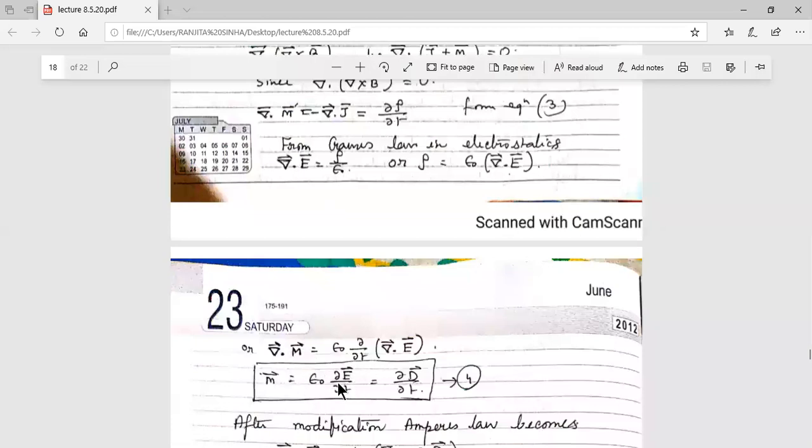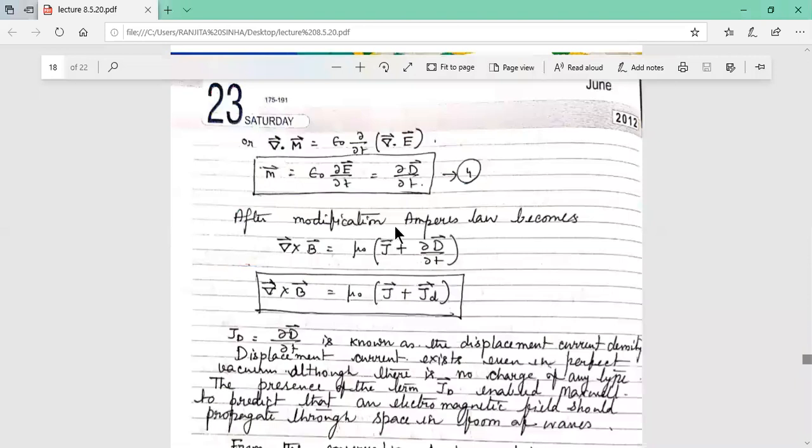So what is epsilon 0 E? We are writing it as D. We proved it earlier when we discussed displacement current. So epsilon 0 E is your D. So here M equals del D by del T. So M is your del D by del T.